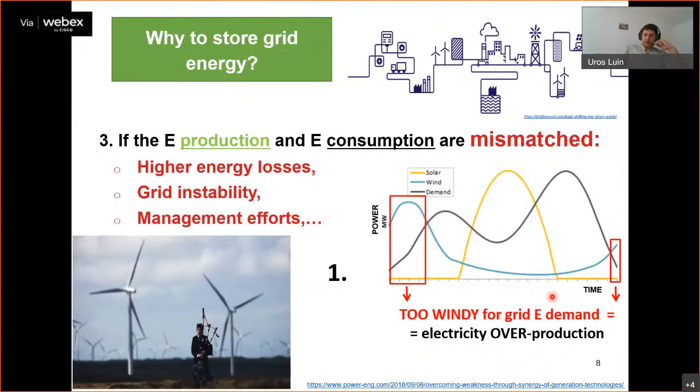So the case one, as you can see here with the blue line, is the wind production. The black line is the demand. On Y is power, and again we have time on the X-axis. And this case shows two windy conditions. So electricity is overproduced. There is too much wind for the grid energy demand.